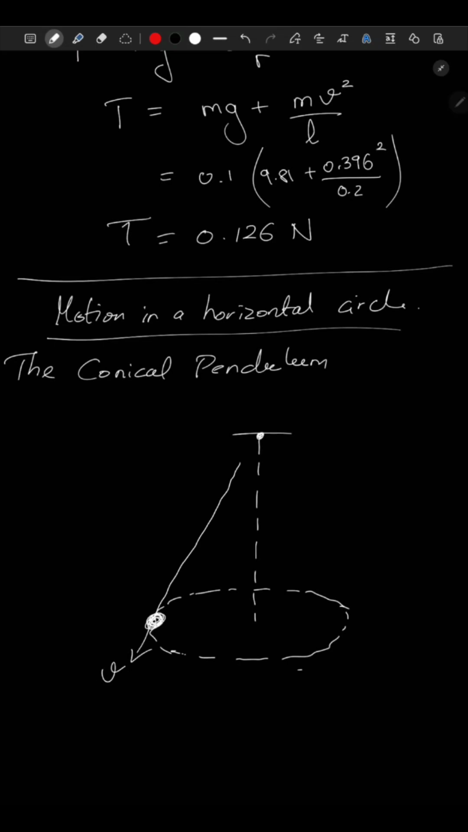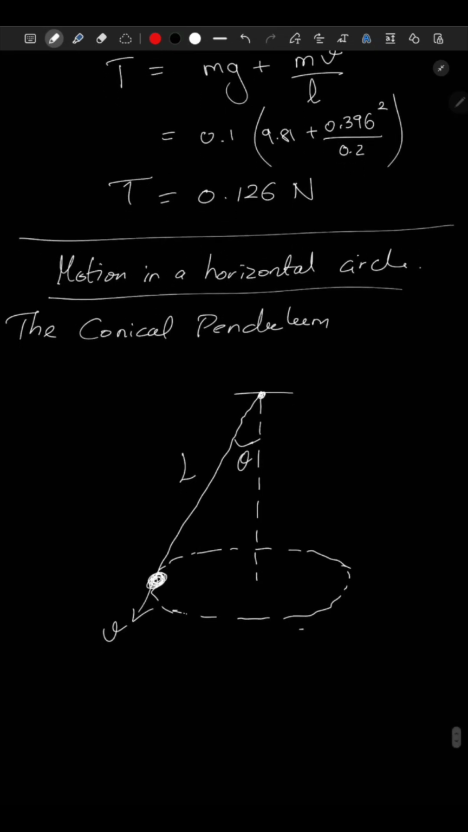So this is the length of the string. Let's call it L, capital L. This is an angle theta. And there is a tension in the string, T. This is the radius of the circle. Let's call it R. So the motion would be in this direction.